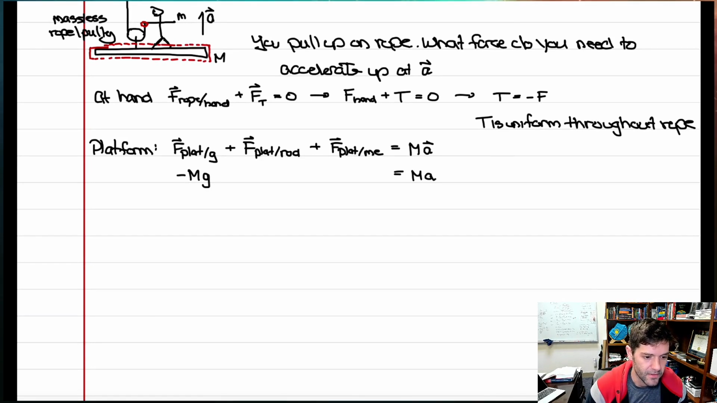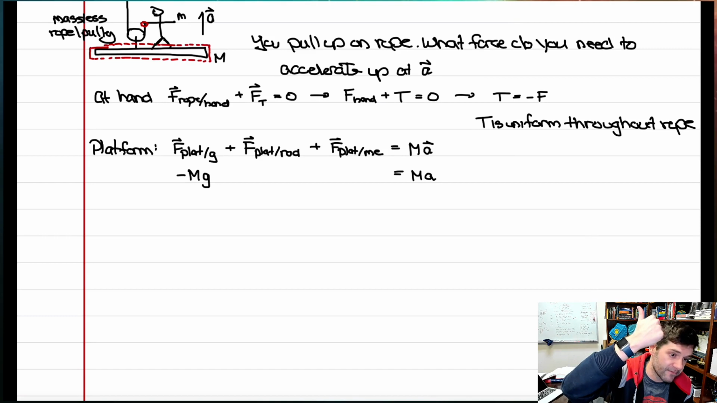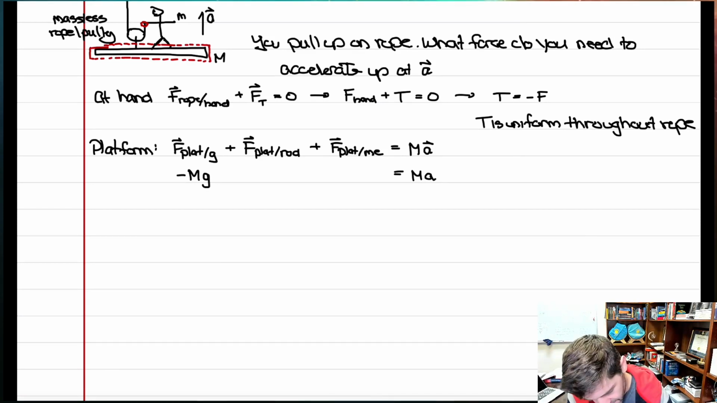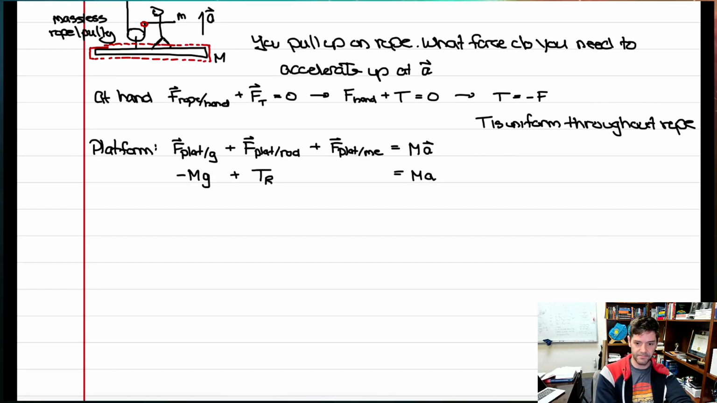On platform from rod, well, again, I can think of that as a tension that is pointing away from my system. And maybe I'll call that not just T, but T sub R for T rod, say. And then there's on platform from me. I'm going to come back to that because we need to think a little bit more about what that is.